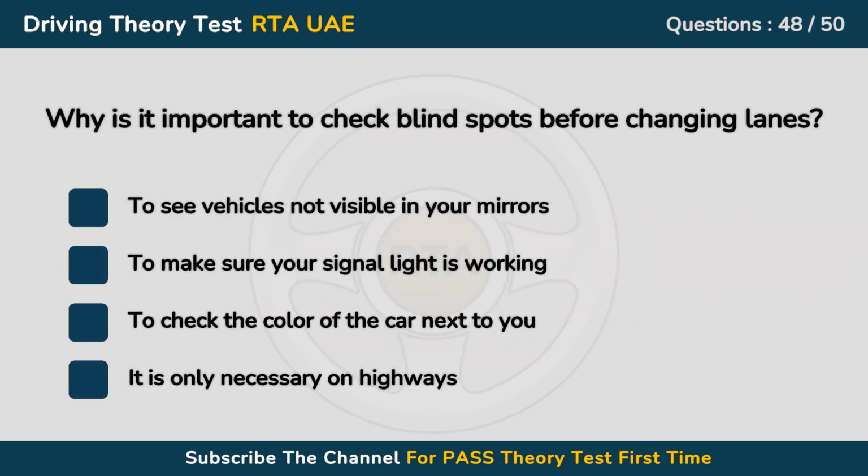Question 48. Why is it important to check blind spots before changing lanes? A. To see vehicles not visible in your mirrors. B. To make sure your signal light is working. C. To check the color of the car next to you. D. It is only necessary on highways.